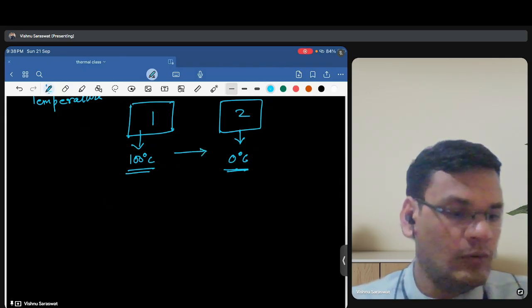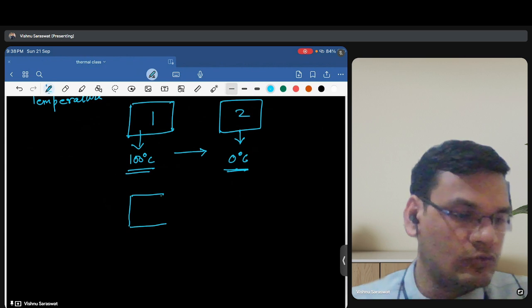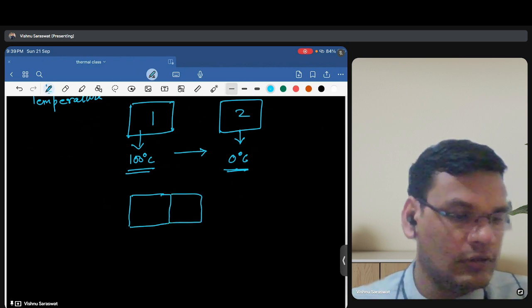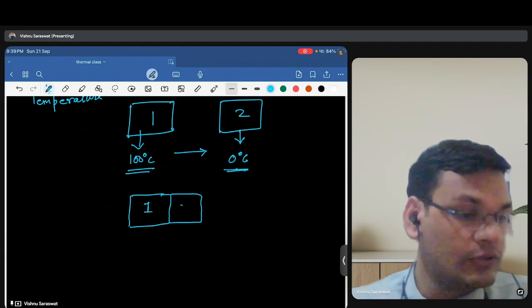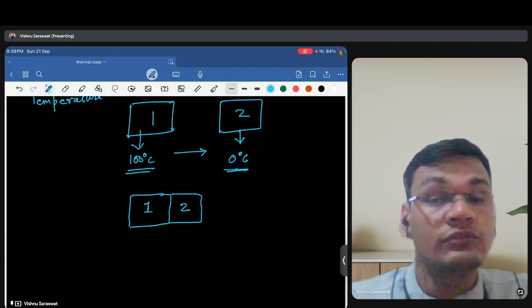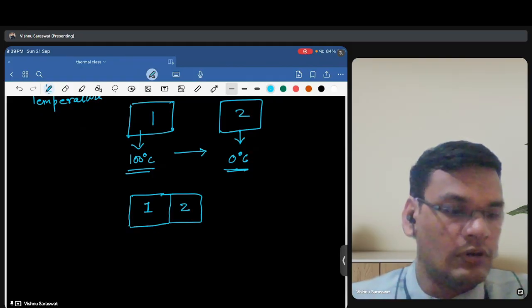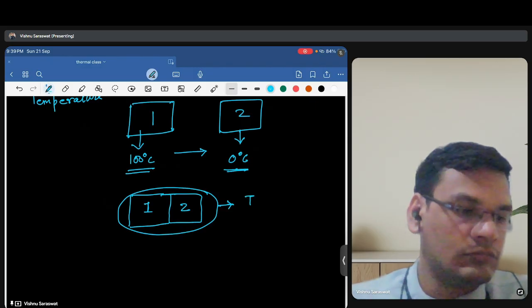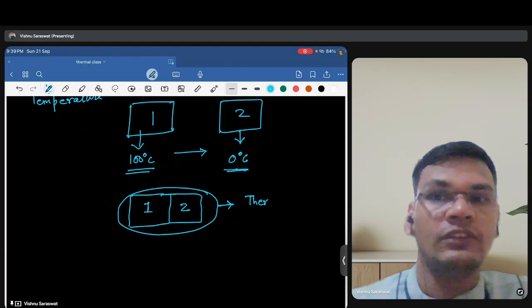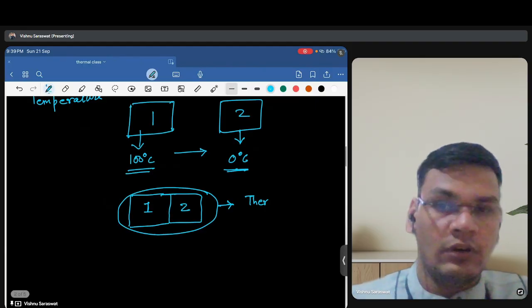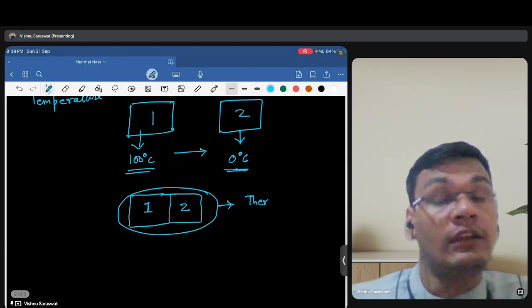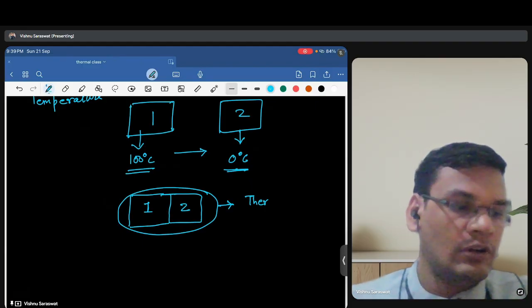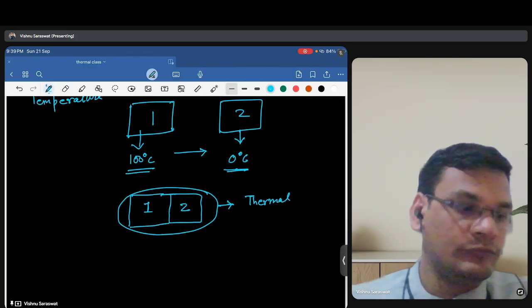Suppose we put both of these bodies together like this, so the temperature of the first body is going to reduce. That means both the bodies come to thermal equilibrium, or we can say the same temperature. The same temperature of both bodies is called the thermal equilibrium.